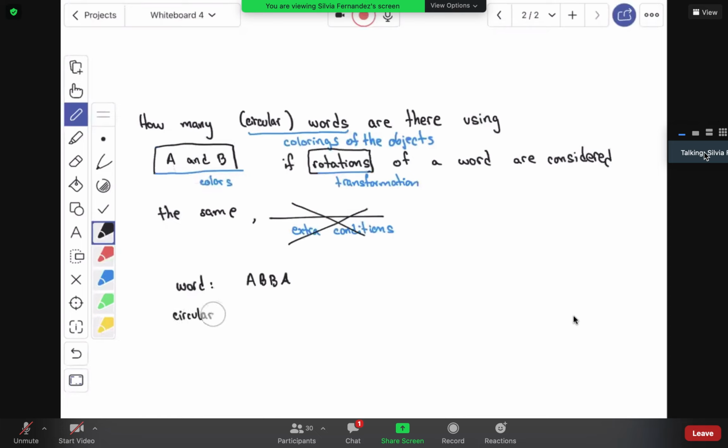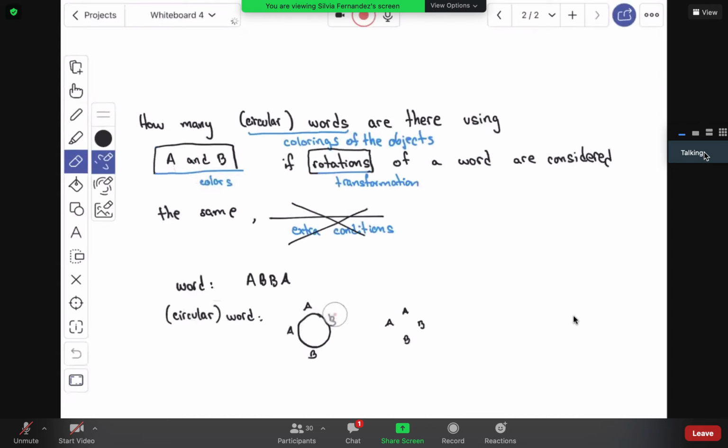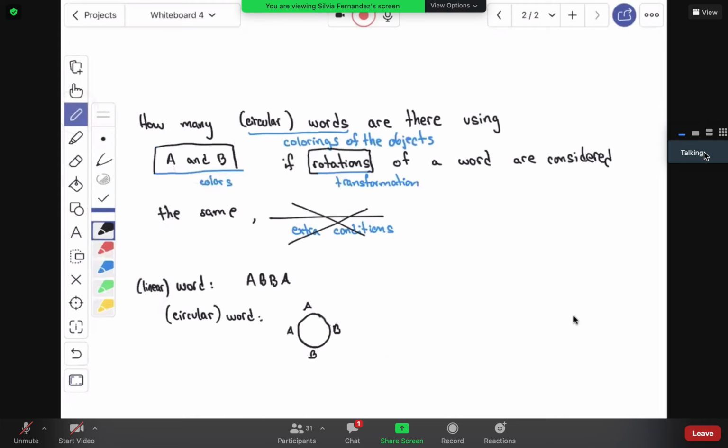When I say, if you think about the words as circular, you can think of that one as being in a circle. A, B, B, A. Make sense? Or, I drew the circle, but think about it as being positioned in a circular way. So instead of a linear, let's say, I'm just going to write here linear word versus a circular word. Make sense? So maybe like this. So we're actually counting, think about it as counting circular words. Think about A and B as the colors, and rotations of those are considered the same, right? Rotations of the word are considered the same.